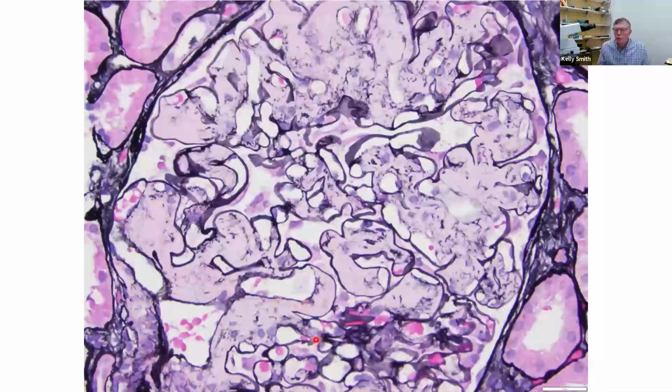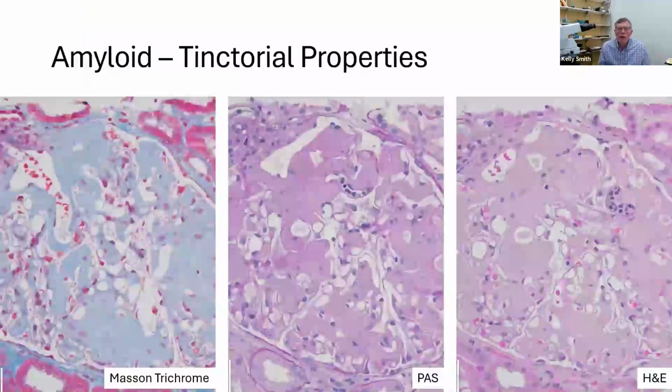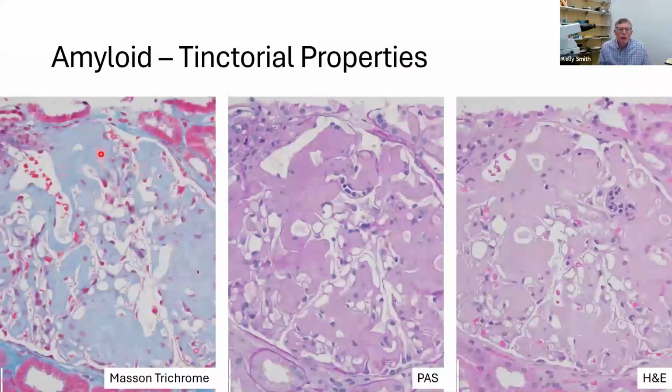Again, another glomerulus with very similar findings. I'm showing you the Jones stains here. If we look at some of the other stains, we see the Masson trichrome. There's really no fuchsinophilic quality to this material. The PAS is really neutral. And then the H&E, so it's this classic eosinophilic material that's infiltrating the glomerular tuft. And so this has all of the features of amyloid and all of the staining properties of amyloid.